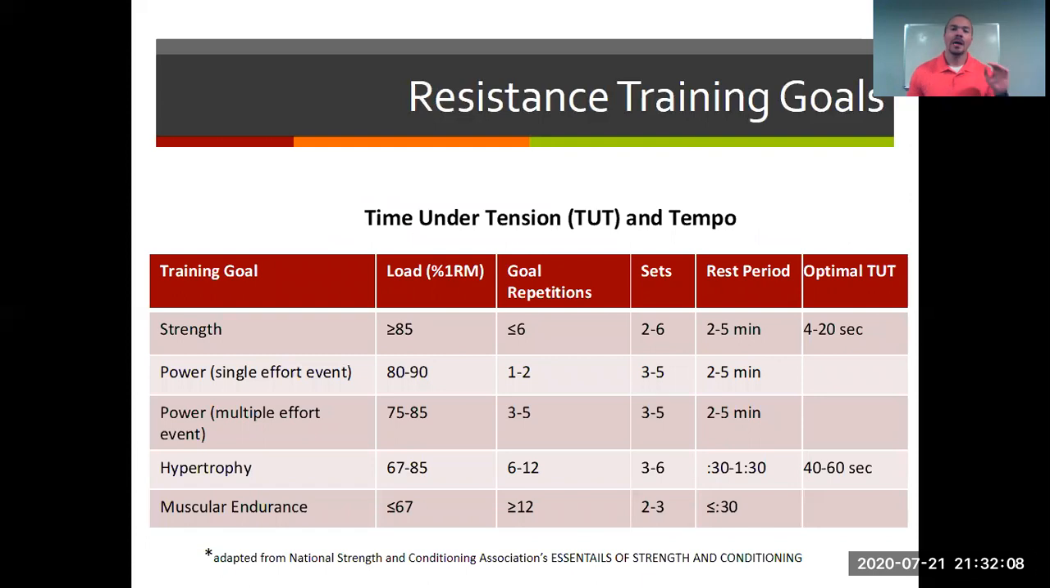In this chart, I don't expect you guys to memorize it right now, but know that we're going to see it over and over again. I just want to expose you to it real quick: for different training goals, whether you train for strength, or power with a single event, or power with multiple events, or hypertrophy, or muscular endurance, whatever you're training for, your goal determines your training. And the goal is to keep the goal the goal.